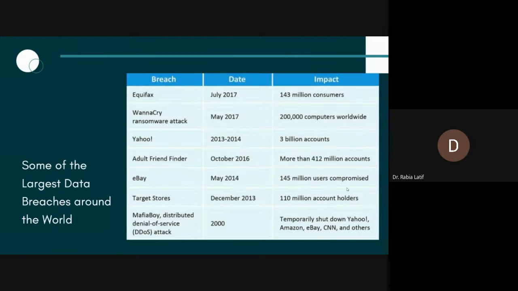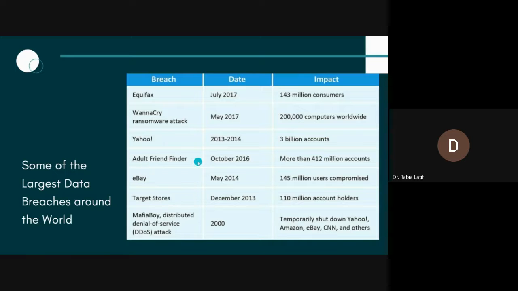Some of the largest data breaches around the world. Definitely there have been thousands of known data attacks and breaches over the past several years, so here we are discussing only a few. Some of them are especially large and newsworthy, including the following. Equifax, which was hacked in July 2017 and impacted around 143 million consumers. WannaCry, everyone is aware of it. WannaCry is a ransom attack, which was carried out in May 2017 and impacted 200,000 computers worldwide. Similarly, Yahoo was hacked in 2013 to 2014 and impacted 3 billion accounts of its users.